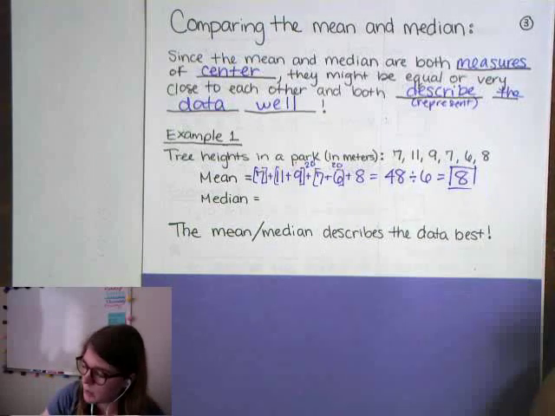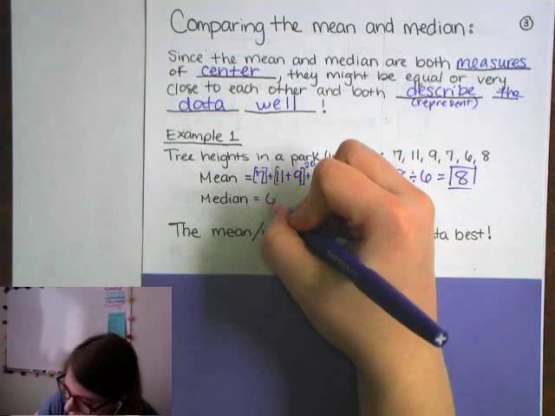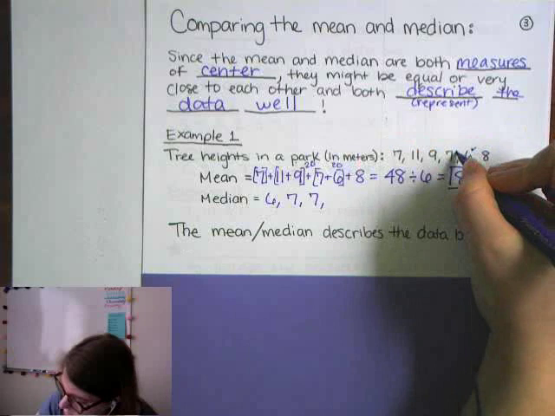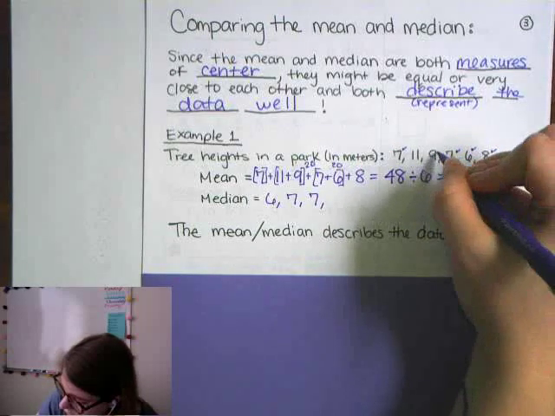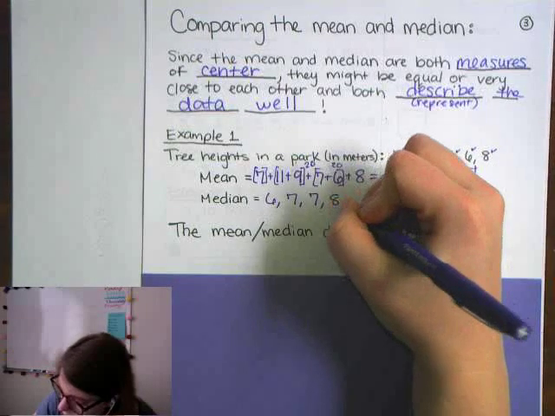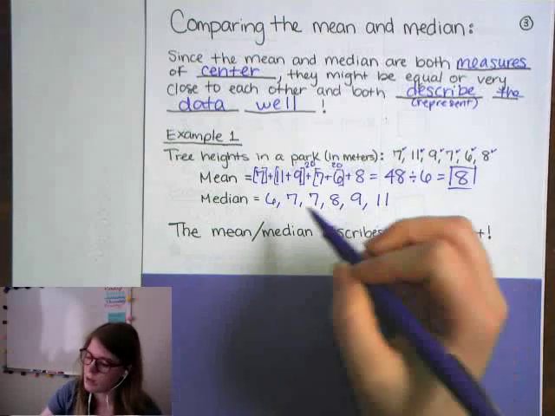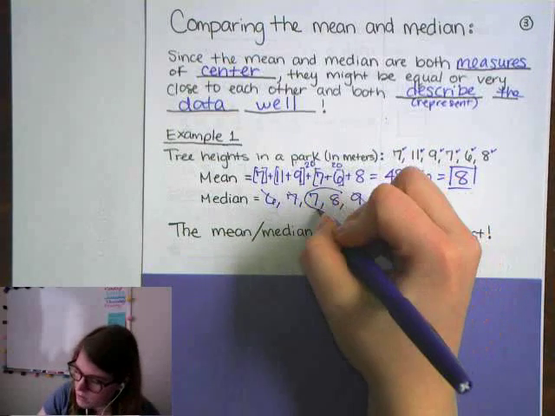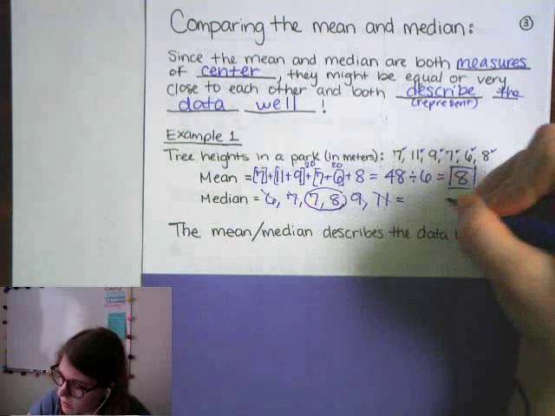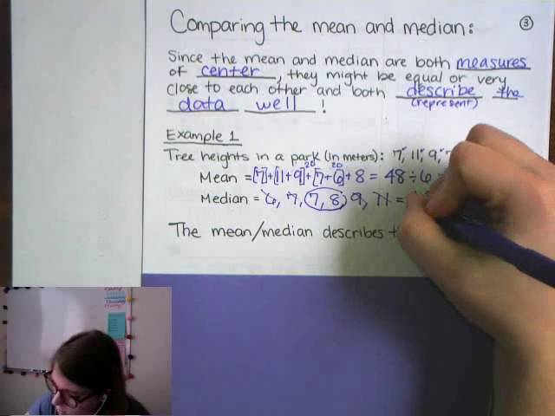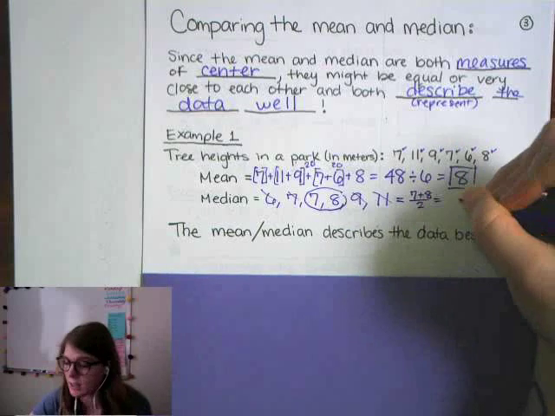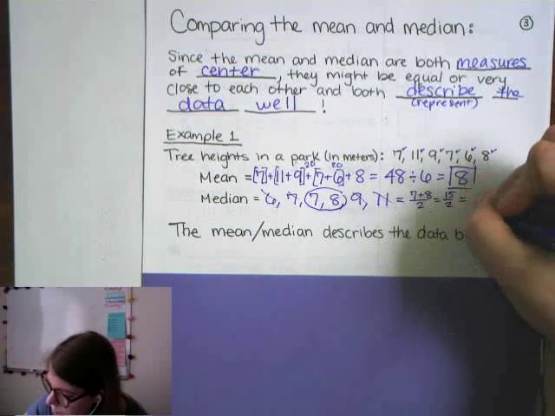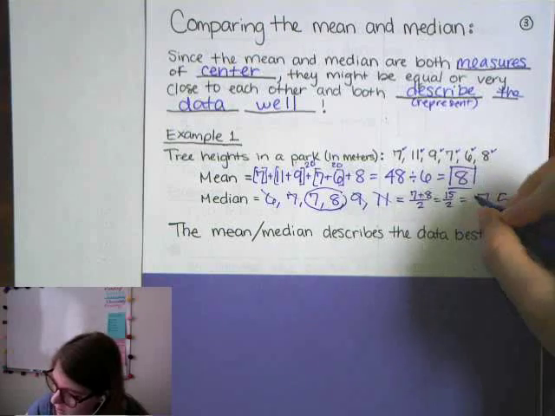For our median, we need to put them in order from least to greatest. So we've got 6, 2 7s, 8, 9, 11. Check them off, make sure we have them all. And now if we cross those out, left, right, oh, we got 2 in the center again. So 7 and 8, and I hope you already recognize from the last one that we'll do 7 plus 8 divided by 2, because there's 2 values. We're finding the mean of 7 and 8. 7 plus 8 is 15 divided by 2, which we should know is 7.5.